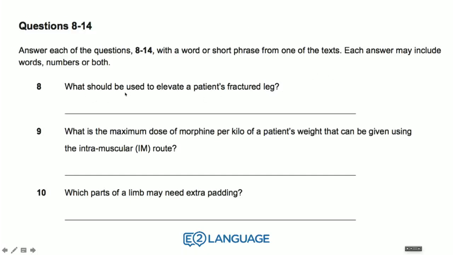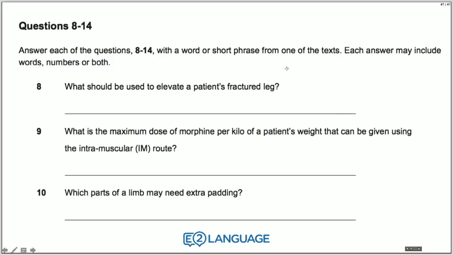Okay, so what should be used to elevate a patient's fractured leg? Let's look at this very closely because there are some hints in the question that can help us. This one particularly, what?